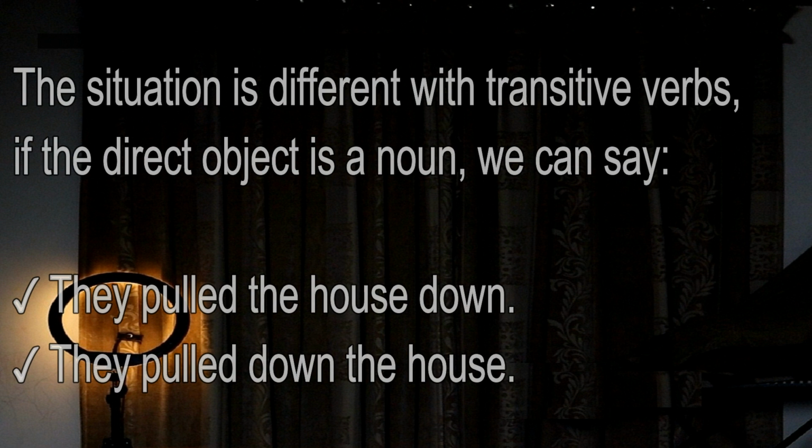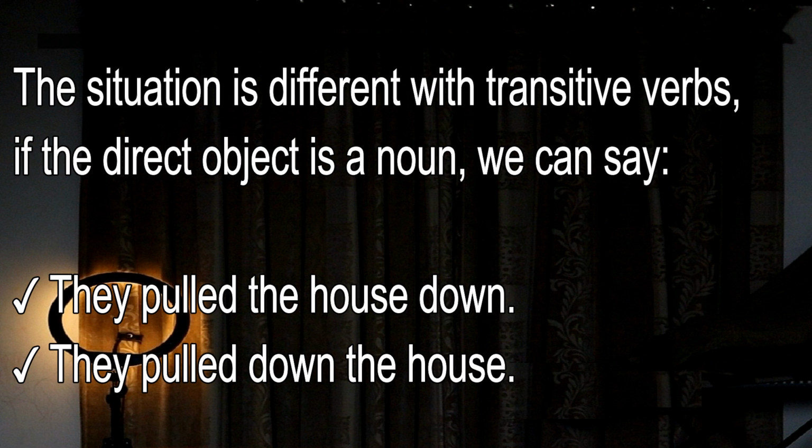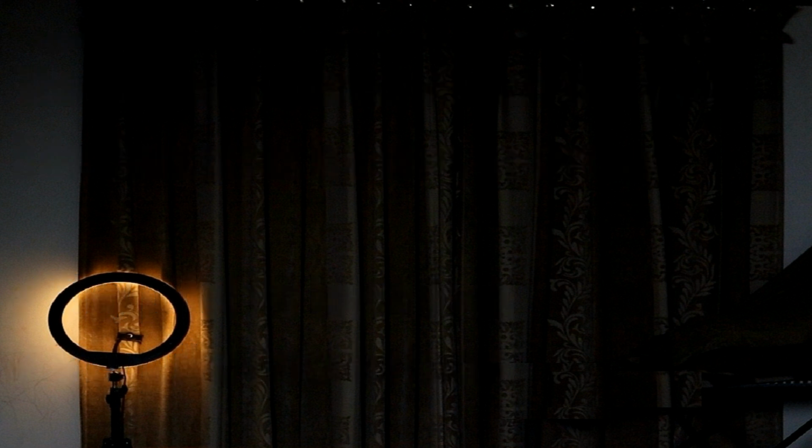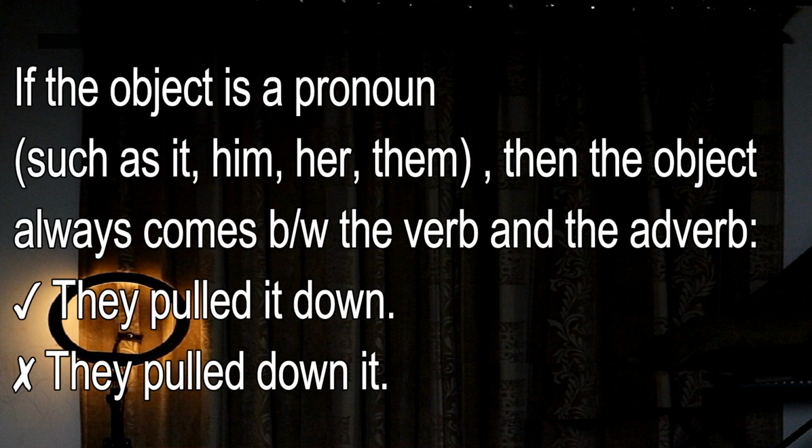The situation is different with transitive verbs. If the direct object is a noun, we can say, they pulled the house down, or they pulled down the house. If the object is a pronoun, such as it, him, her, them, then the object always comes between the verb and the adverb. For example, they pulled it down.